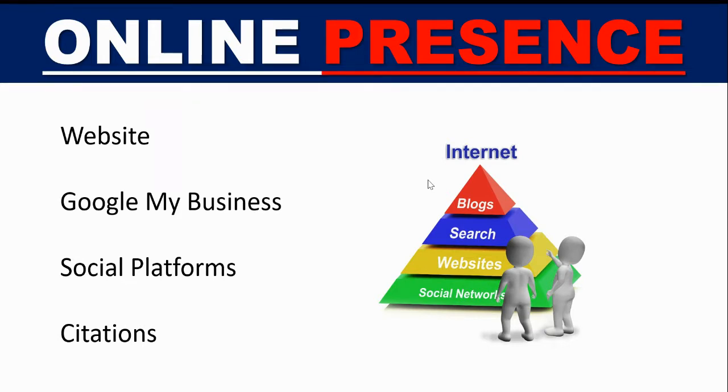Then we're going to look at your social platforms. How do they look? Are they up to date? And are you on the right platforms? Then citations. This is your business listings online on various directories. Is your business listed there so that people can easily find you online? A very important part, because this is how you appear to your target audience, basically.